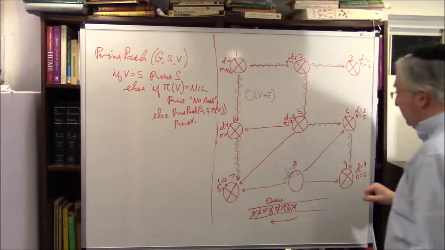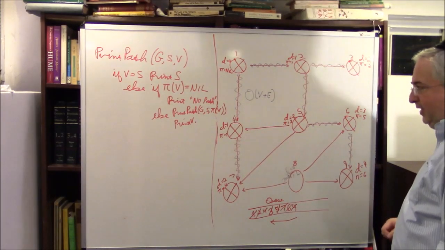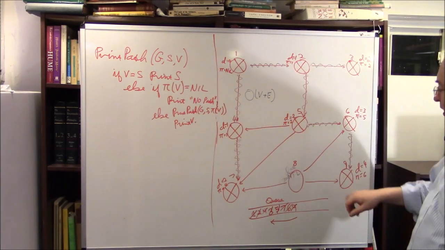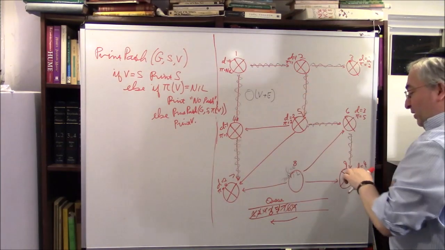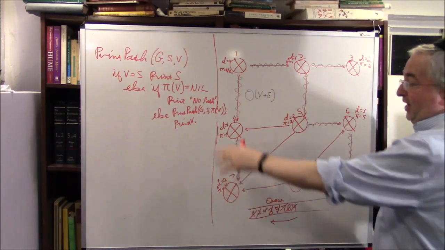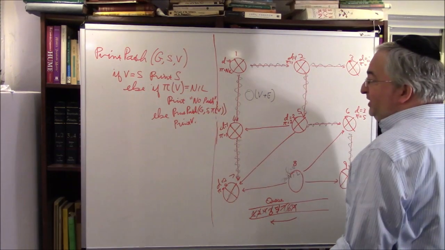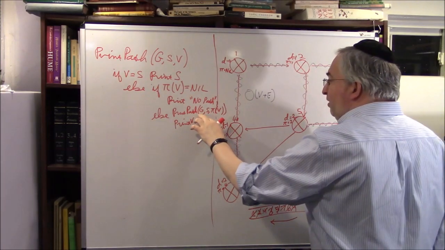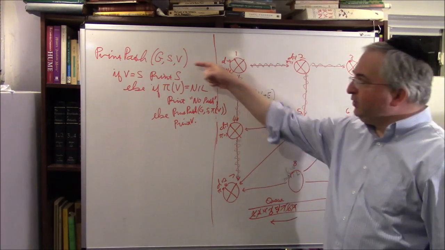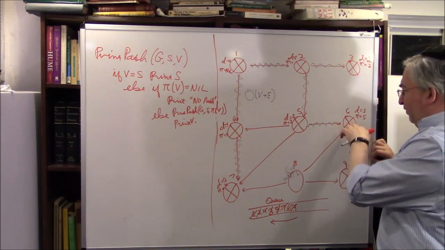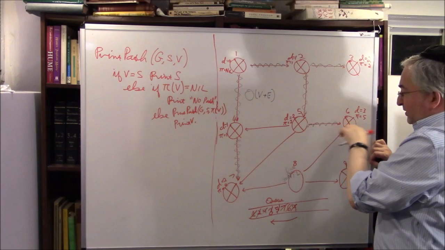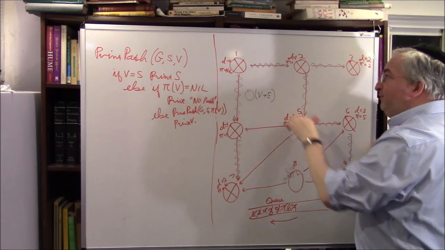Let's do it. Let's go from 1 to 9. I want a path from 1 to 9. 1 is not equal to 9, so this is not true. The parent of 9 is 6, so I can't write no path. So it says print the path from 1 to 6. Now it recursively calls itself. You want to print the path from 1 to 6? Fine. 6 is not equal to 1. The parent is not nil. So print the path from 1 to 5.